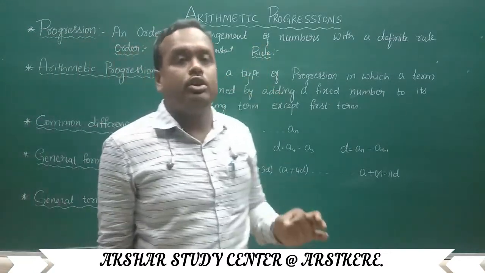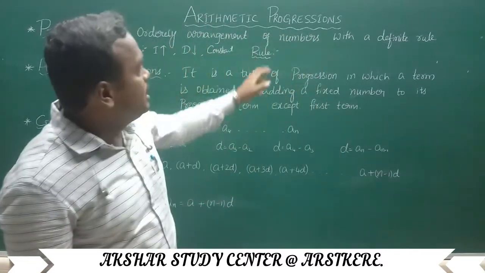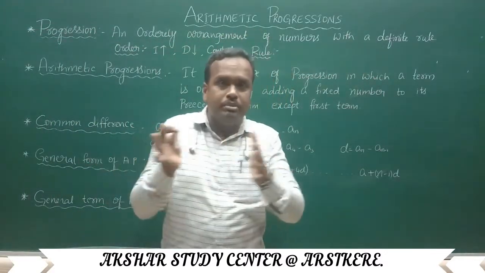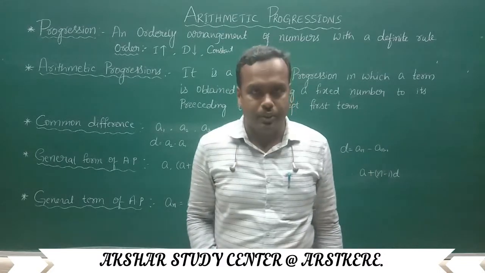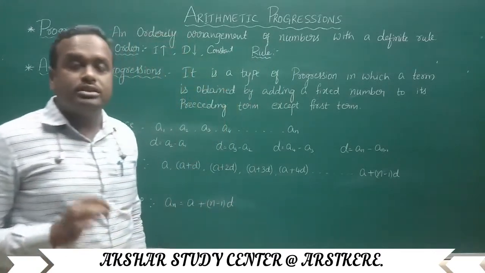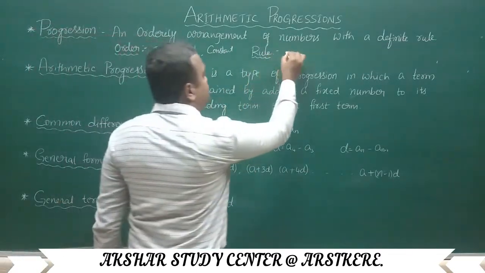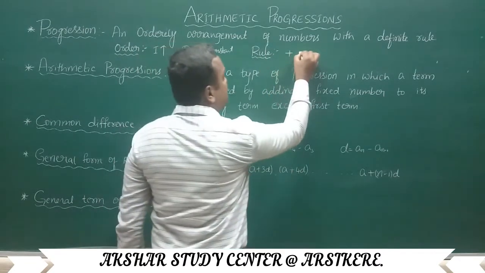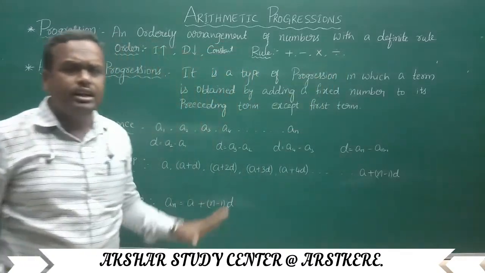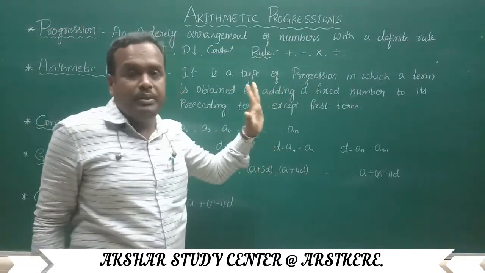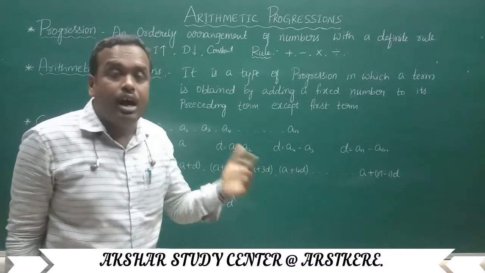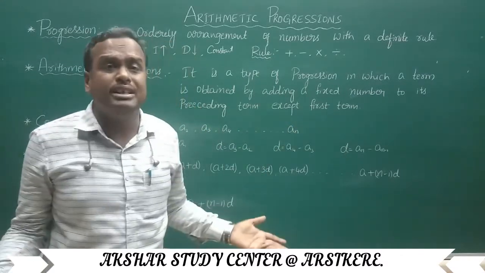Those numbers should follow a definite rule. See the definition: the orderly arrangement of numbers with a definite rule. That means all the numbers in the progression should follow a particular rule. Okay children, what is that rule? Basically, the numbers should follow the addition rule, subtraction rule, multiplication rule or division rule. That means a fixed number is added for every number, or subtracted, or the number is multiplied, or the number is divided.